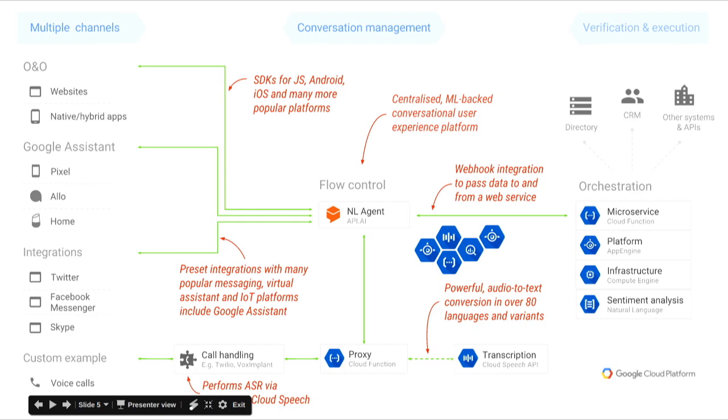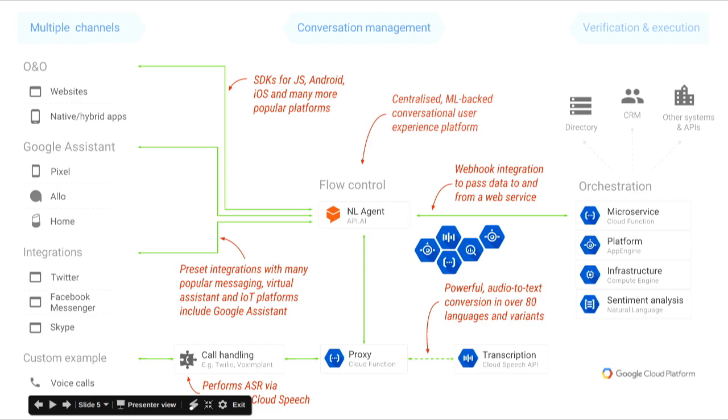So I'm just going to go through this very quickly, but this is just an example architecture of how you can build a conversational application. On the left-hand side, you can see all of the different channels where conversations can come in. It starts from owned and operated websites or web apps or mobile apps. And you could have Google Assistant properties like Pixel, Allo, and Home, or you could have integrations with all of the different messaging applications. And the other thing is you could have voice calls come in and be transcribed with Cloud Speech API and flown in.